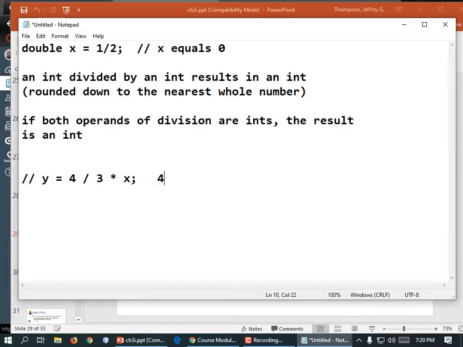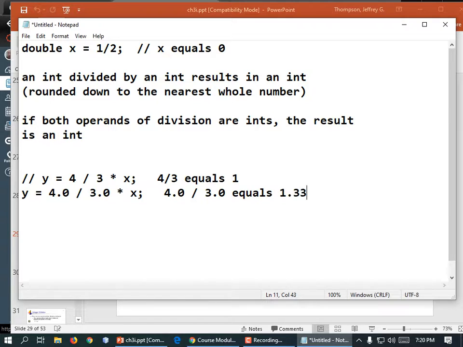So this would not be a good idea because 4 divided by 3 equals 1, counterintuitively. Instead, you'd want to do y is equal to 4.0 divided by 3.0 times x, something like that. Because 4.0 divided by 3.0 equals what you want it to.